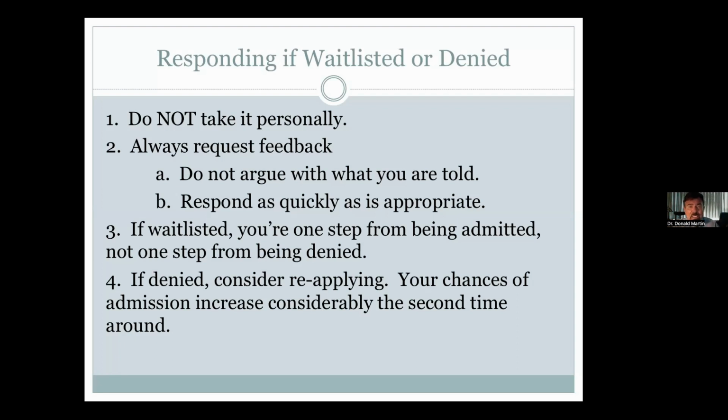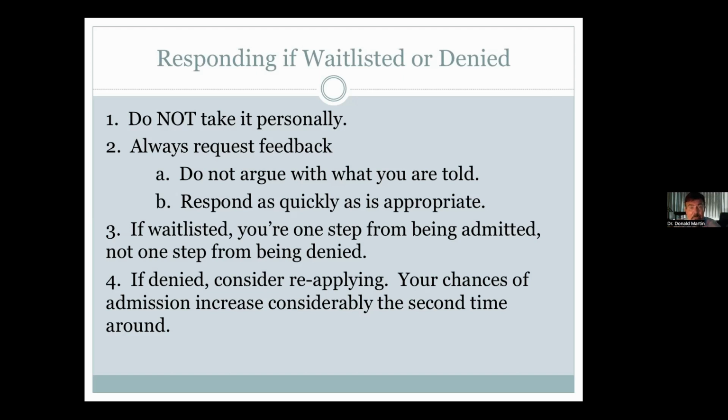If you're waitlisted, please remember, that means you're one step away from being admitted, not one step away from being denied. You would not be placed on a waiting list if they were not very interested in you. So while that's disappointing, that means you're still in contention, and how you handle yourself will very much play a role in whether or not you move forward.